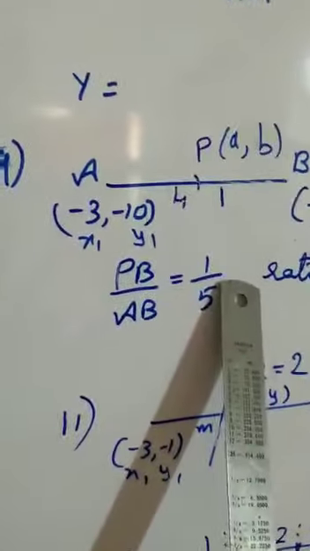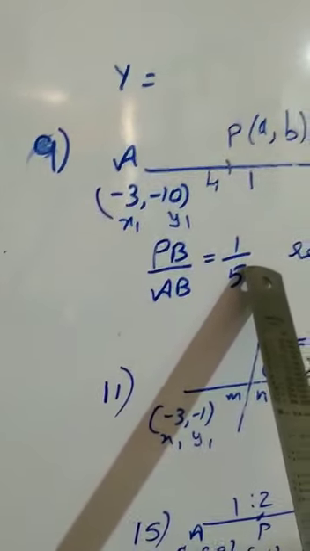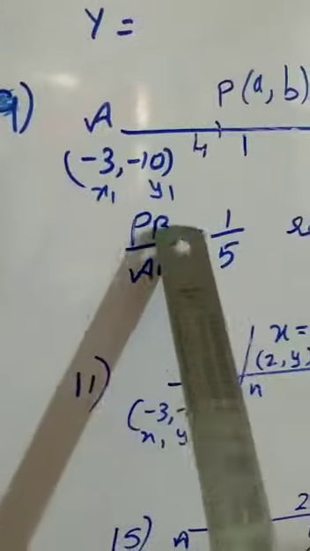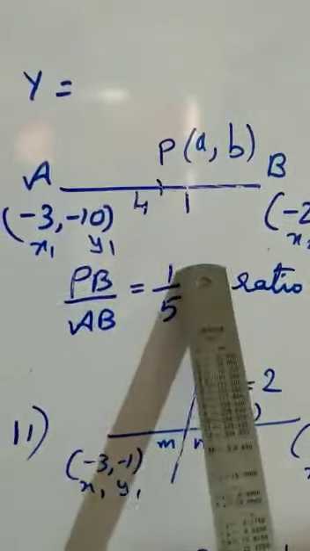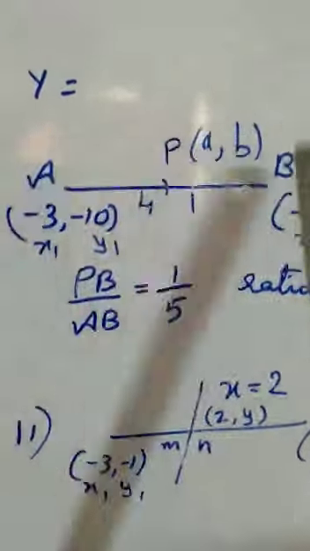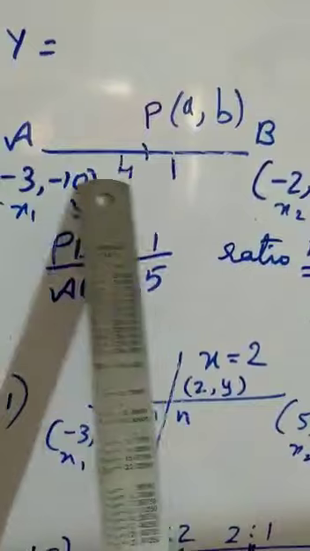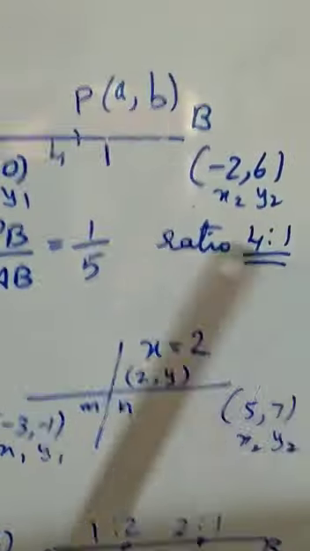We are going to the 9th sum. In the 9th sum it says, the line joining minus 3, minus 10 and minus 2, 6, A and B, is divided at P in such a way that PB upon AB is 1 upon 5. They didn't give us the ratio. They gave the ratio in a different form. They are saying PB is 1 part, and full AB is 5 parts. That means how much should AP be? We don't want the full, we want AP. So AP for us should be 4 parts if this is 1 part. So we got the ratio 4:1.